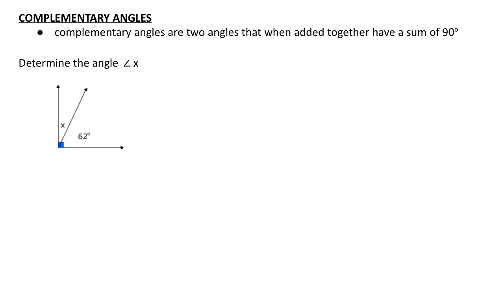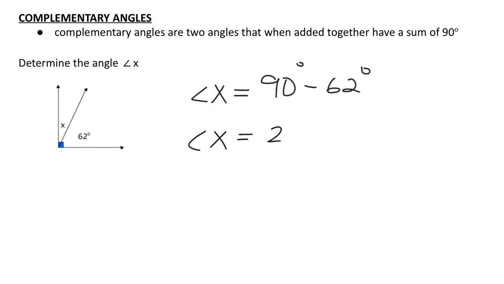I know that together, these two angles are going to add up to 90 degrees. So to find angle X, we're again going to just perform a very simple subtraction. I'm going to take 90 degrees and subtract 62 degrees from it to get my leftover angle X. And 90 minus 62 would give me an angle that is 28 degrees. So I know my missing angle X is 28 degrees.